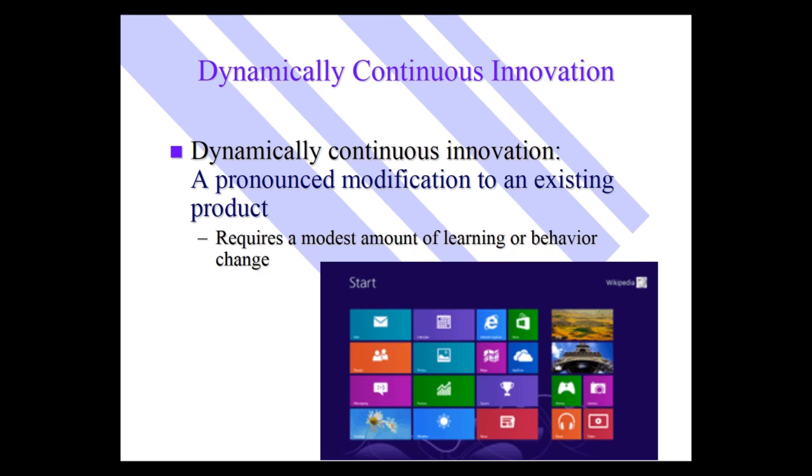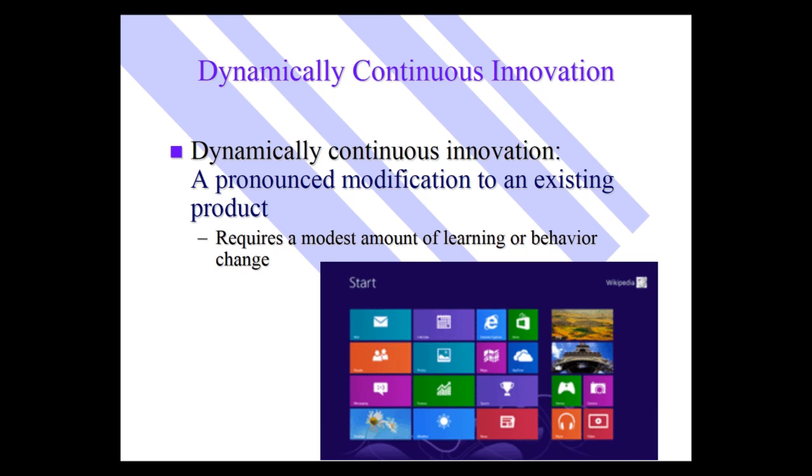Windows 8 was very, very different in look and feel than the earlier versions, and people were very, very resistant to it because it required more learning than they really wanted, and so that was a problem with that operating system by Microsoft. They then completely skipped 9 in the numbering system and jumped forward to 10, which retained a whole lot more of the look and feel of the earlier versions. Dynamically continuous products, pronounced modifications of an existing product.